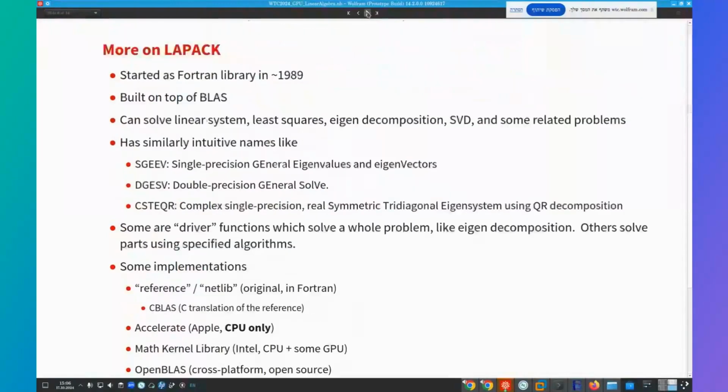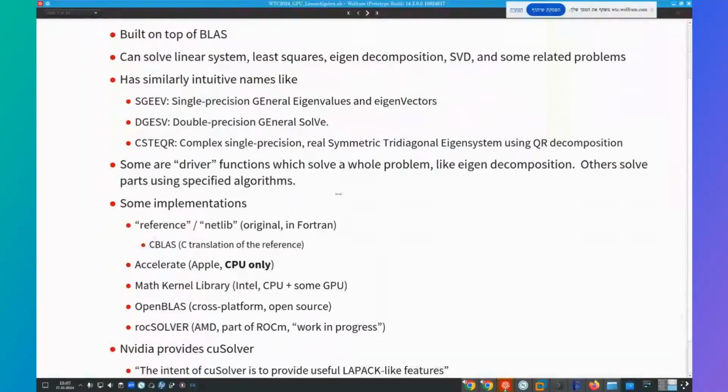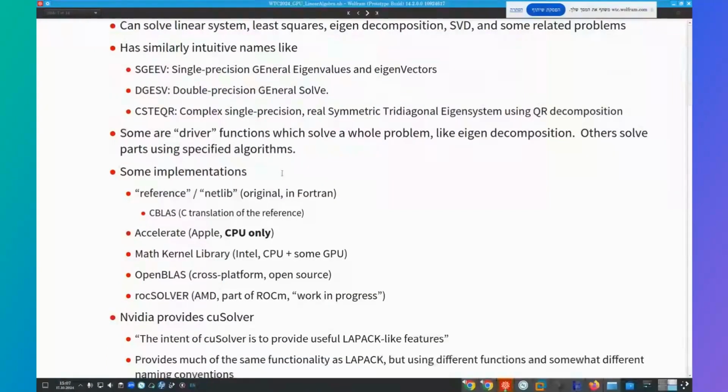So what's LAPACK? LAPACK started about a decade later and is built on top of BLAS, and it can solve linear systems, do least squares, eigendecompositions, SVD, and related things. And it has similarly intuitive names, which I will not go into. So some of these functions are driver functions, which solve a whole problem like eigendecomposition. Others solve specific parts using specific algorithms, like you could do a partial LU decomposition and then do some least squares or linear solving based on that LU decomposition.